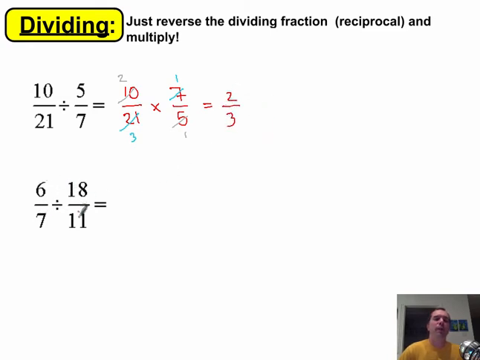What about this? Well, it's dividing, so I'm going to take the reciprocal of 18 over 11. So 6 over 7 times 11 over 18.